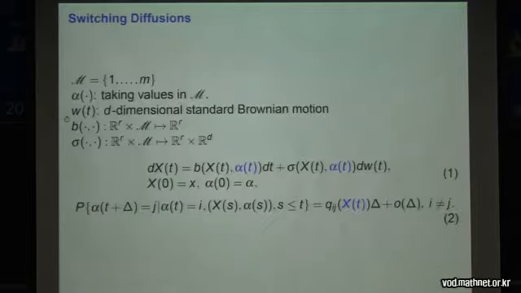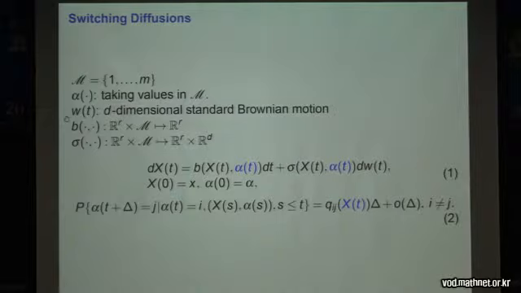All right, so let me write down the setup here. I have a discrete event taking values in a set from 1 to m, and alpha is the switching process that takes values in M. I have W(t), which is a standard Brownian motion. And I have the drift and the diffusion coefficient. Then I can write down the stochastic differential equation. If you look at this differential equation, it is very similar to what you learned in class with the SDE, except there is a blue thing, alpha(t), which is added. Adding the alpha actually makes things much more difficult.